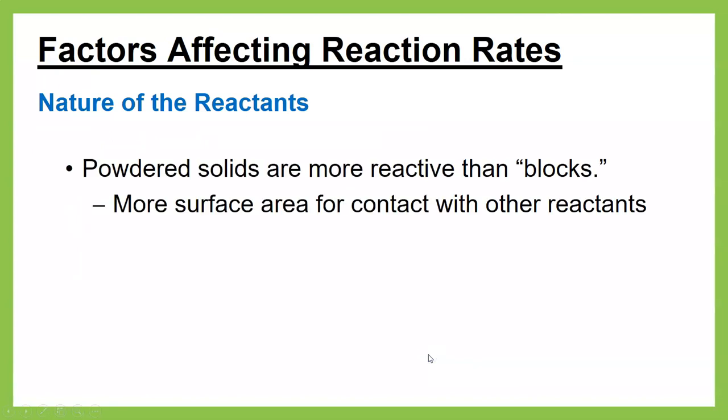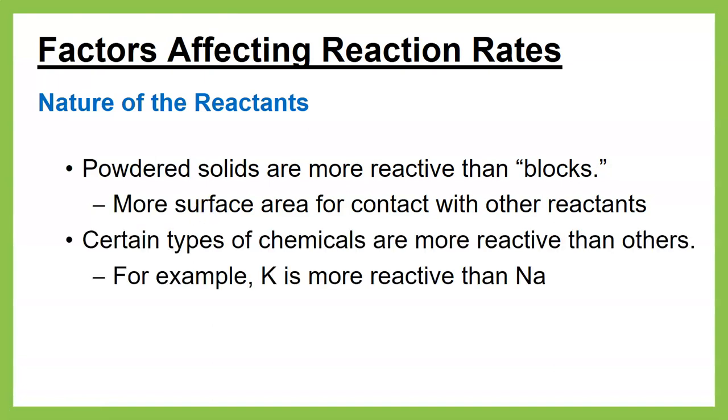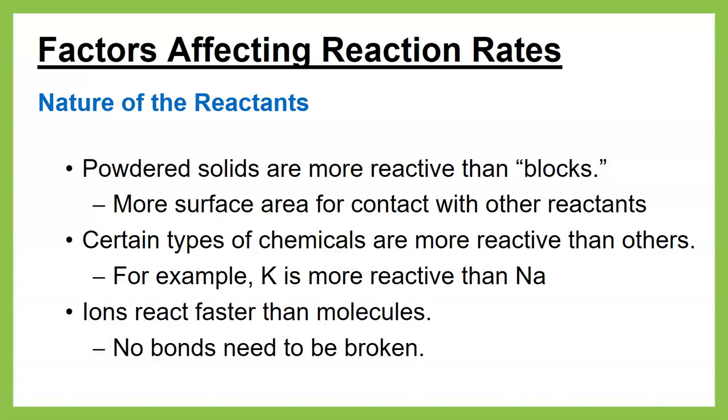If you have a powdered solid, maybe imagine granulated sugar versus a sugar cube, you have a lot more surface area, so the molecules can interact faster. Some types of chemicals are more reactive than others. Remember that reactivity series? We take into account things like ionization energies and what types of reactions they like to do. Ions tend to be faster than actual molecules because we don't have to deal with covalent bonds needing to be broken. So those tend to be faster reactions.